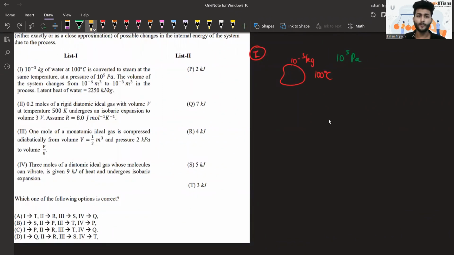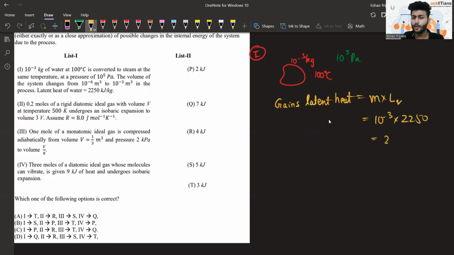So we are supposed to find the change in internal energy of the system. Now, what are the possibilities? First of all, it is gaining heat. Gains latent heat, right? Because it's converting into steam. How much will that be? That will be mass multiplied by the latent heat of vaporization. Mass is 10 to the power minus 3 and latent heat of vaporization is 2250. So this comes out to be 2.25 kilojoules of heat is taken in to evaporate.